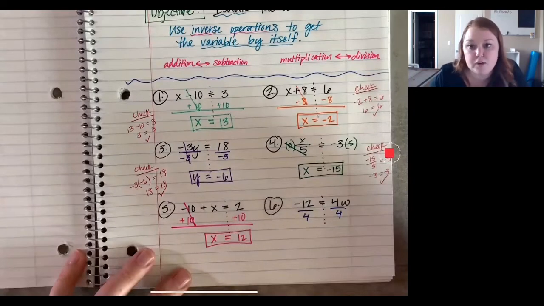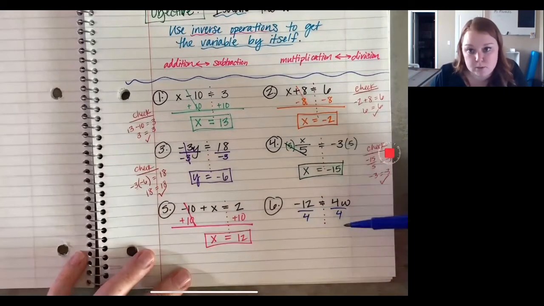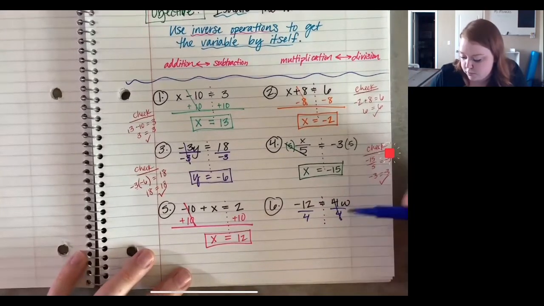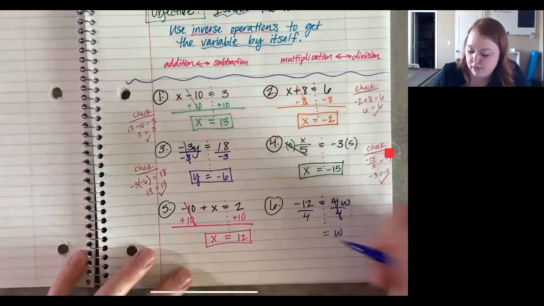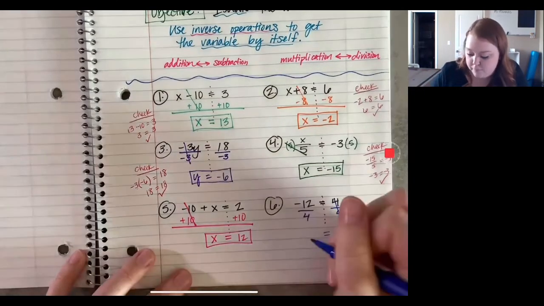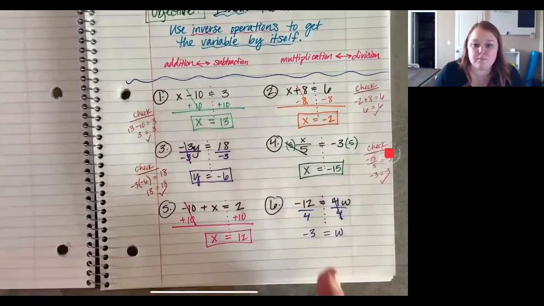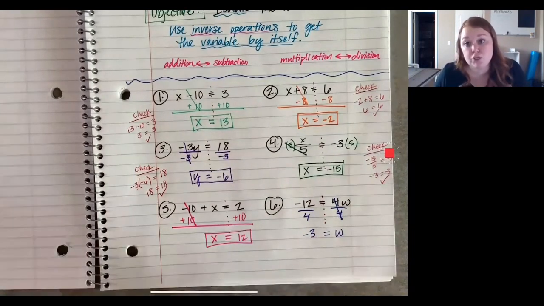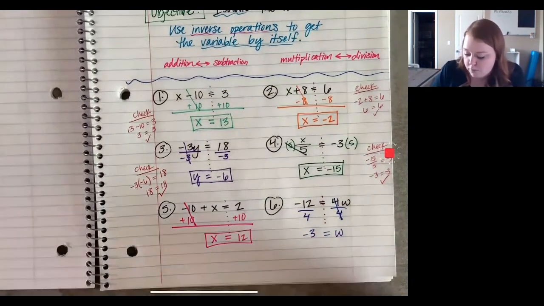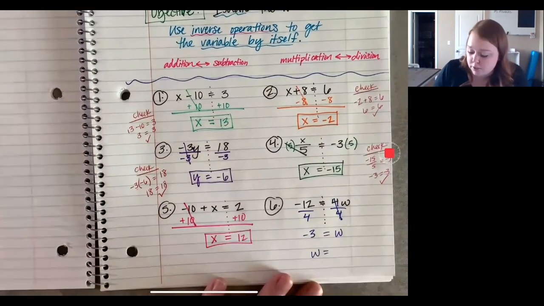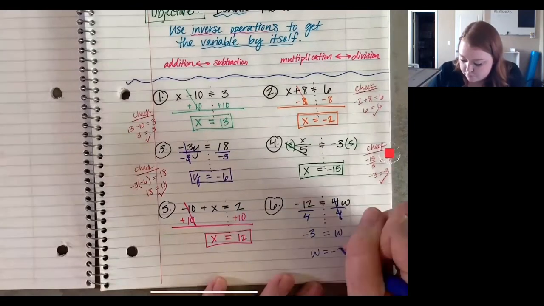What's 4 divided by 4? Don't you dare say 0. 4 divided by 4 is 1. 1 times w is just w. Negative 12 divided by 4 is negative 3. Now, this is a true statement, negative 3 equals w, but in algebra, we always put our variable first. So you need to get in the habit of always writing your variable first. Well, if negative 3 equals w, then w equals negative 3.